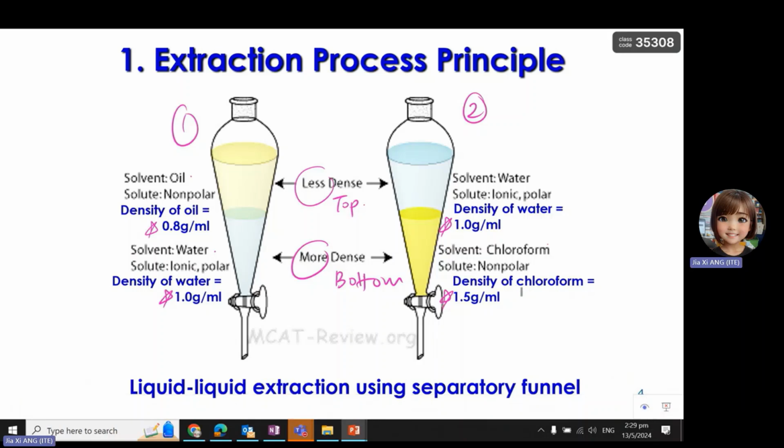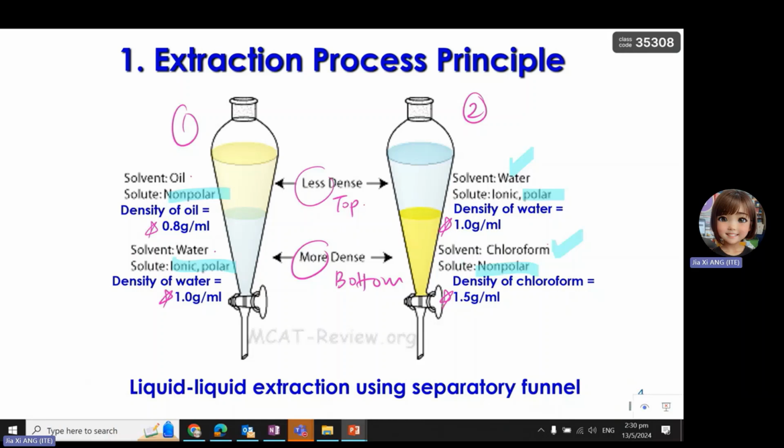Density has to be different so that you can identify which is the top or bottom layer. Another thing is the polarity has to be different such that the two solutions will not mix. So if you have water as one of the solvents, water is polar. The other solvent has to be non-polar so that they do not mix. If both solutions are polar, this liquid-liquid extraction cannot take place because both liquids will be able to mix and then you cannot see the formation of two layers.